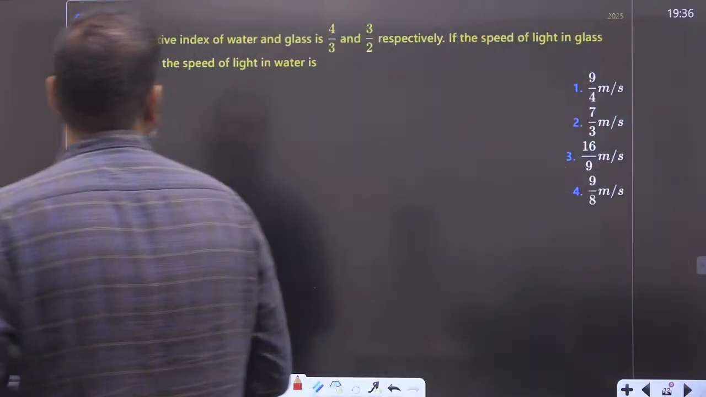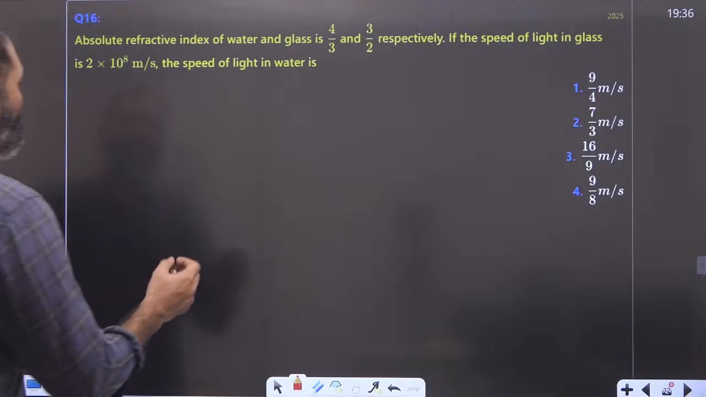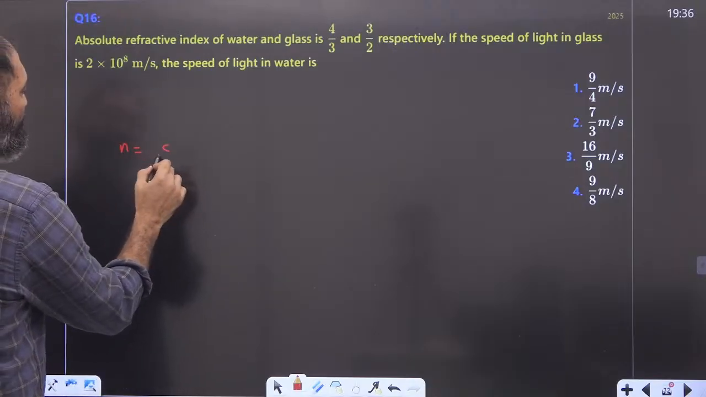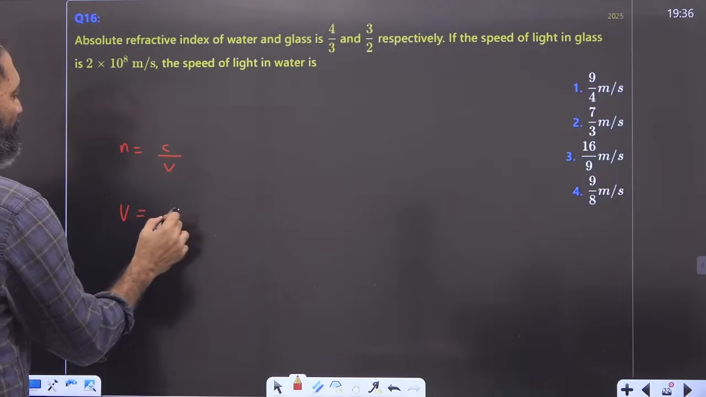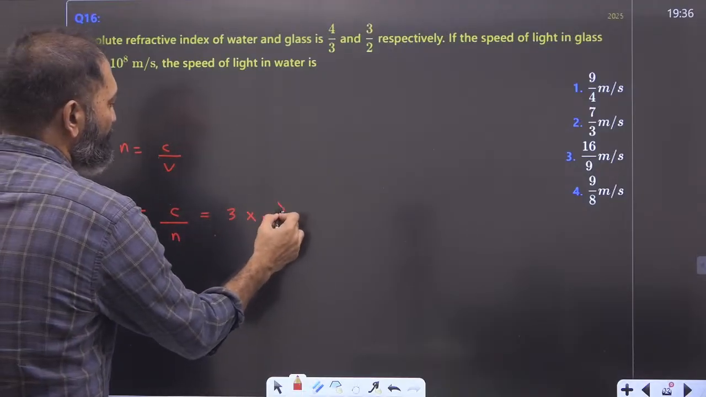Next, absolute refractivity of water and glass is 4 by 3 and 3 by 2 respectively. If the speed of light in glass is 2 into 10 raised to 8, what is the speed of light in water? Remember, n equal to c by v. Speed of light in water is equal to what? c by n. c is what? 3 into 10 to the power 8 meter per second.